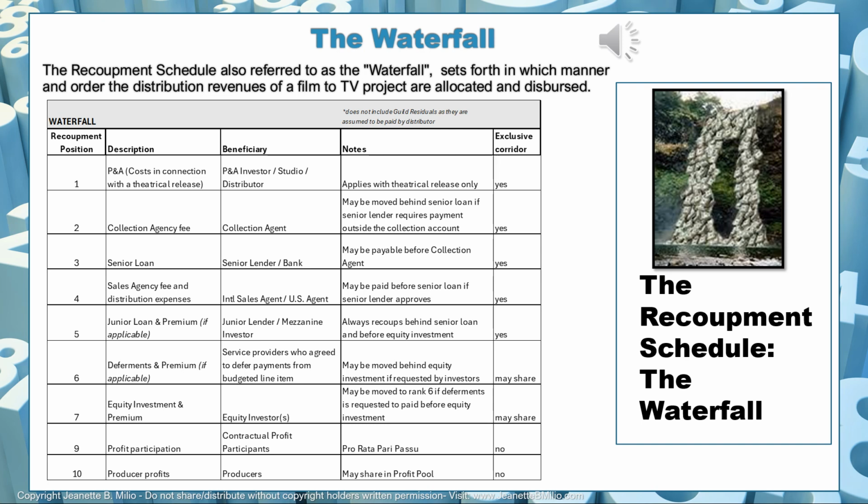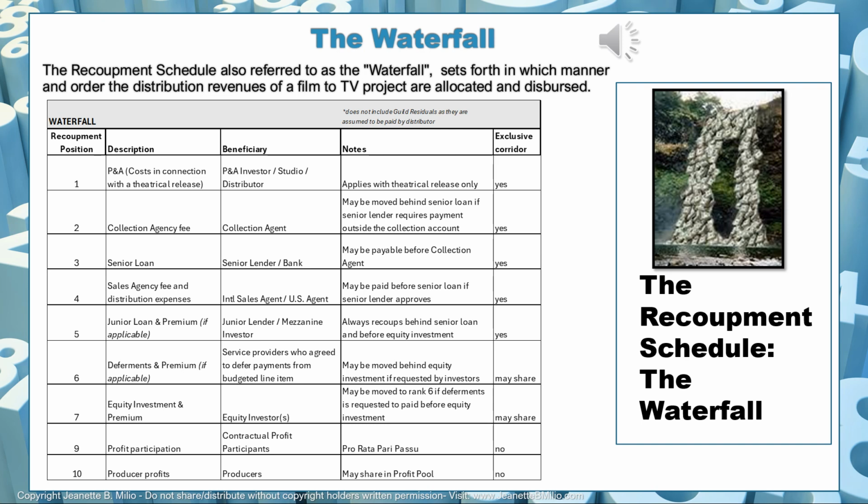And after the senior loan has recouped, the junior loan would be next in line to recoup with a premium, if a premium is applicable. The junior lender always recoups after the senior lender and before the equity. So that's a position that you don't see swapping out with the senior loan, for example, or with the equity.